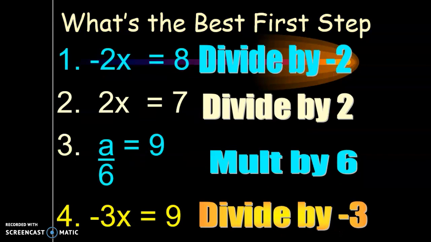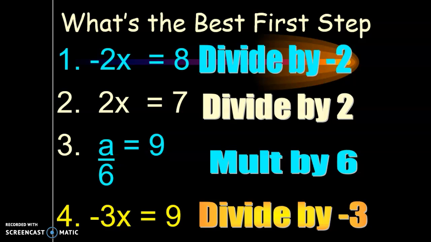Let's look at a couple more, and then I'm going to have you try some. Again, try to figure out what's the best first step. So, number 1, negative 2 times x equals 8. So I want the x by itself, but it's got a negative 2 times on it. How do you get rid of that times on negative 2? Well, you would divide by negative 2. Remember, on both sides of that equal sign.